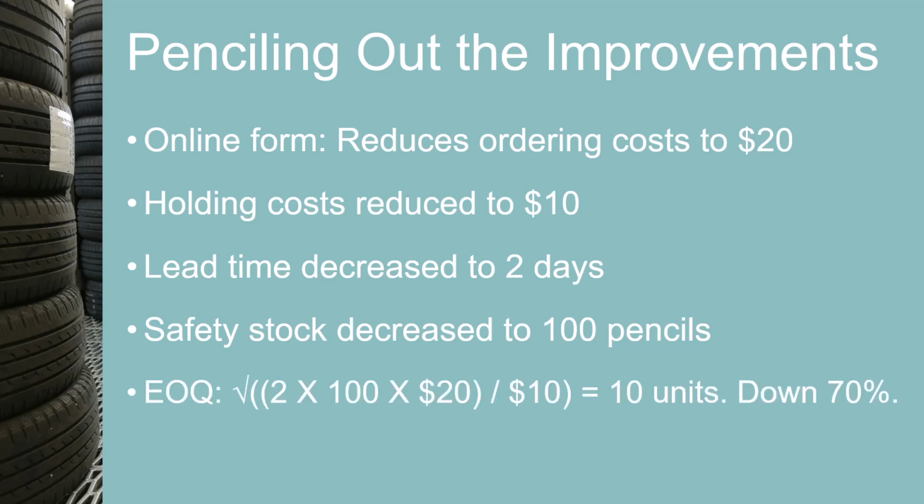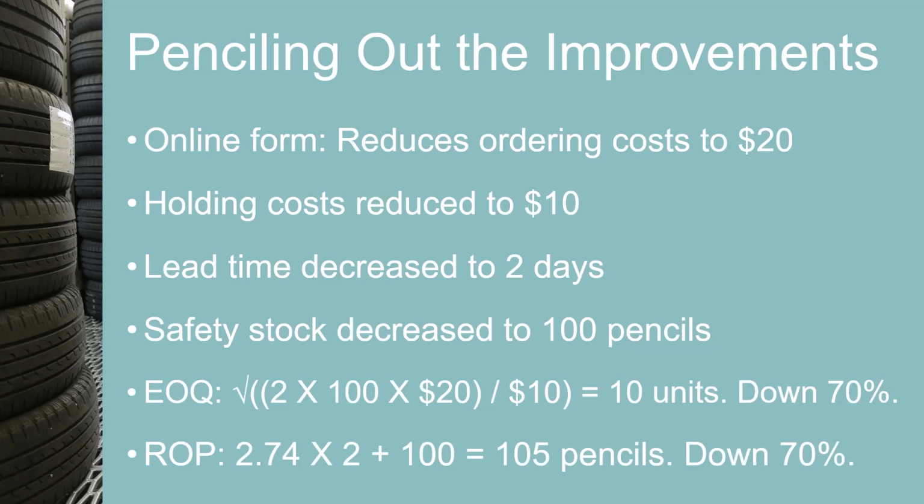My economic order quantity is now the square root of 2 times 100 times $20 divided by $10, which equals 10 units. This is a decrease, in other words, an improvement of 25 pencils, which is a 70% decrease. My reorder point is now 2.74 times 2 plus 100, which equals 105 pencils. This is a decrease, in other words, an improvement of 247 pencils, which is also a 70% decrease.